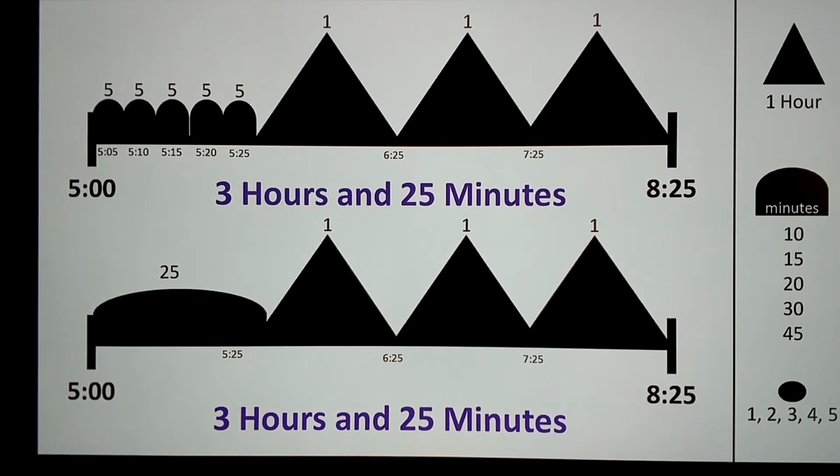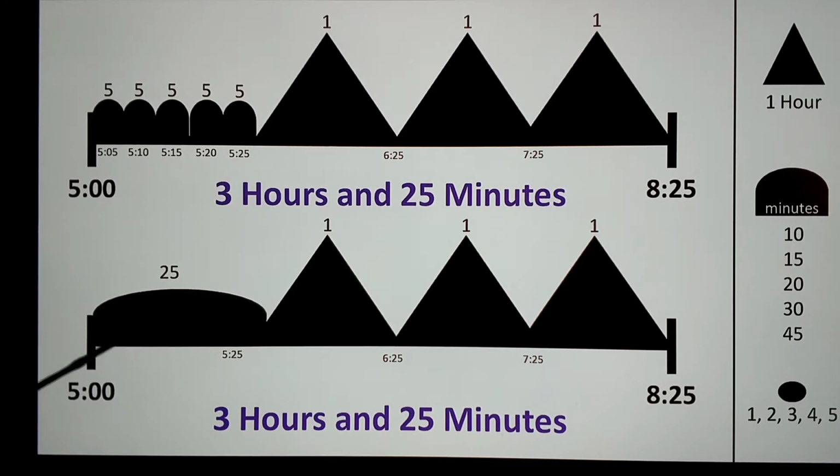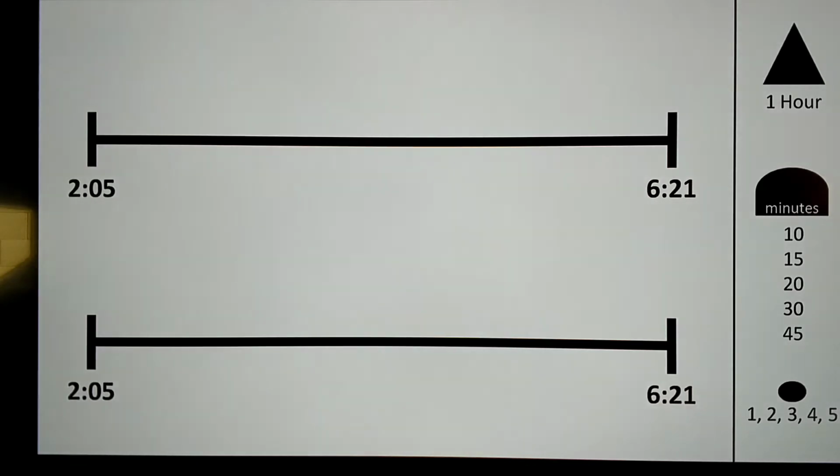Here are 2 different ways of getting the right answer. You could have done it the same way, or maybe you did it a different way. The first way, I counted by 5s, then my hours. Here I did one big hill of 25 minutes, and then my hours. Here's your next one. Again, pause the video so you have enough time to do the work.